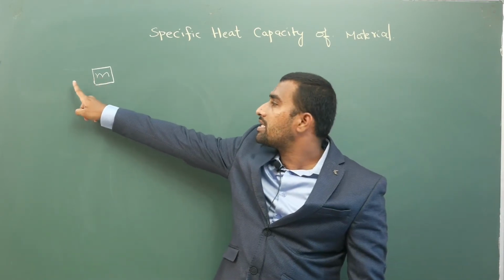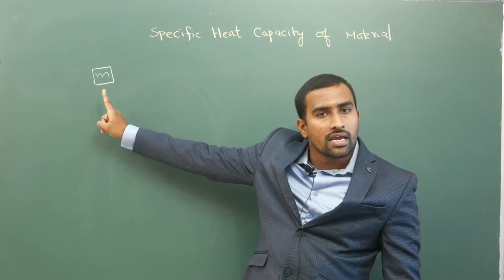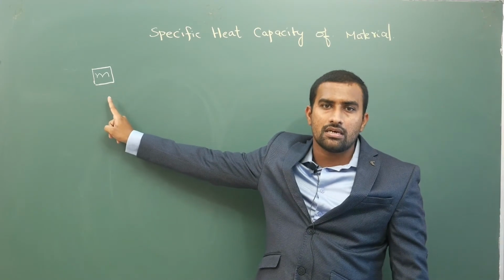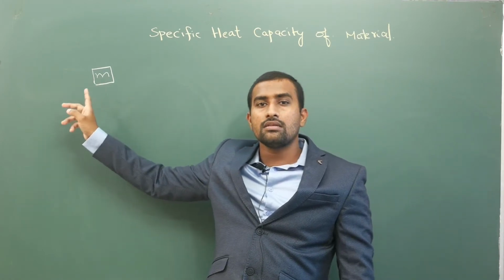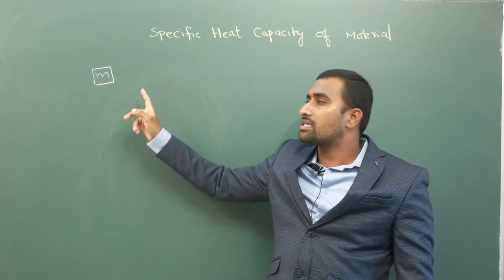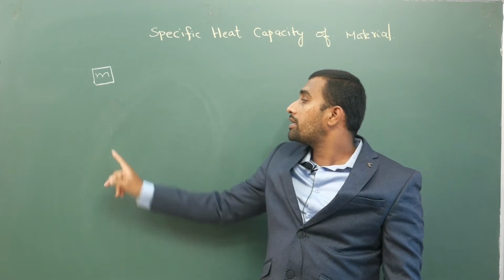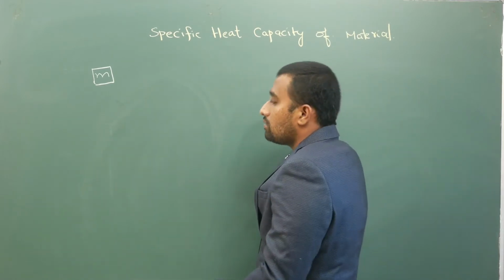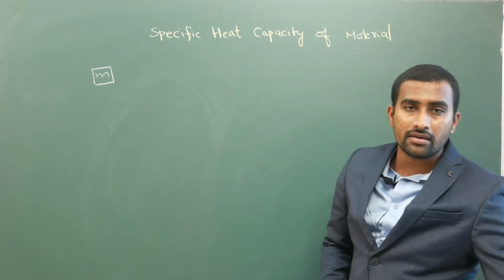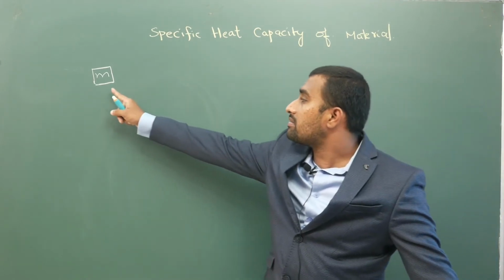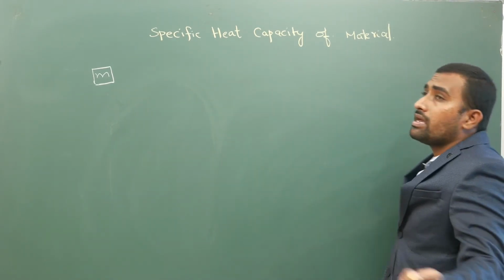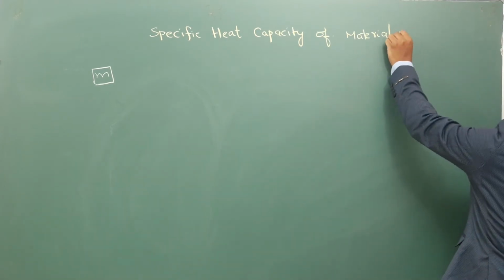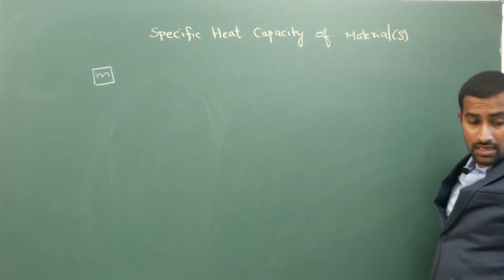Now, how this heat energy is related to the type of material, temperature and the mass, that relation I am going to write here based on experimental results. Once you get to know that, then from the heat energy definition we will come to specific heat capacity. The specific heat capacity of a material is represented by the symbol S.